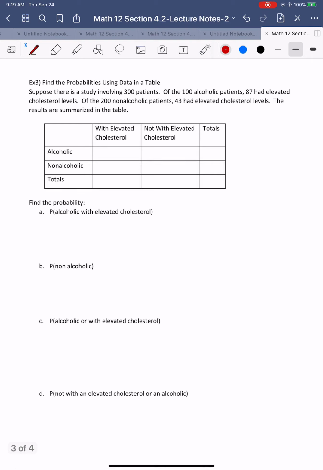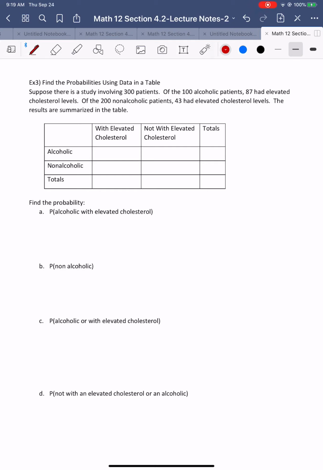So let's do number 3. Find the probabilities using the data in a table. Okay, so suppose there is a study involving 300 patients. Of the 100 alcoholic patients, 87 have an elevated cholesterol level, and of the 200 non-alcoholic patients, 43 have elevated cholesterol levels. The results are summarized in the table.